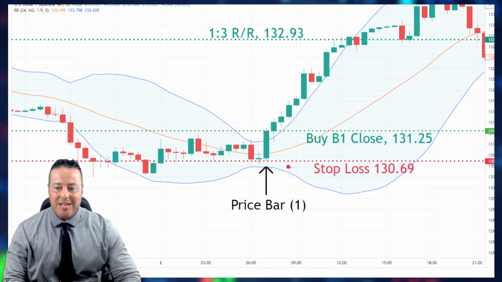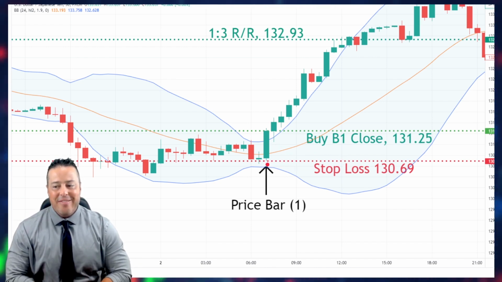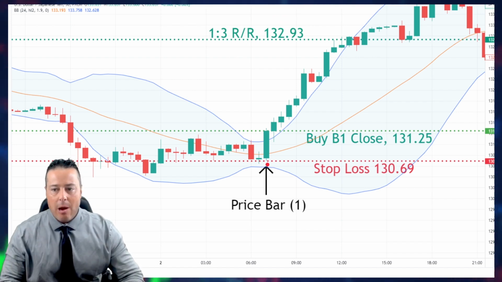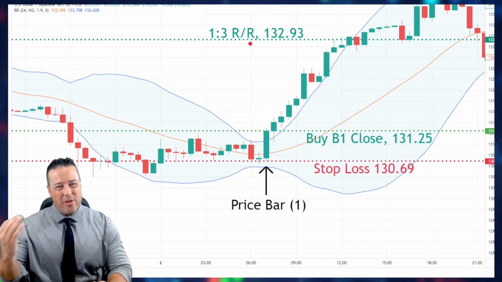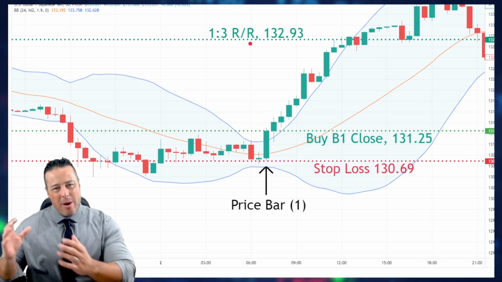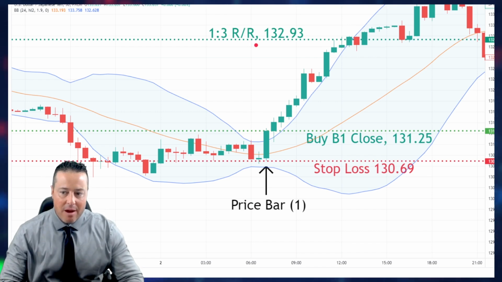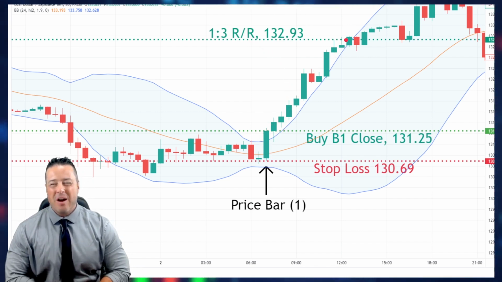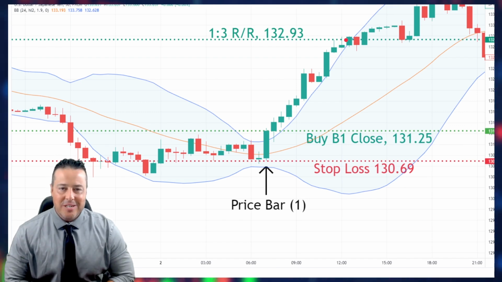Immediately we put our stop loss down beneath price bar 1. That gives us insulation. In this case, we're at 130.69. Our entry was right at 131.25. And with a 1 to 3 risk versus reward ratio, we're up there at 132.93 with our take profit. You'll notice robust price action was the case. We reached our profit target with very, very little resistance.